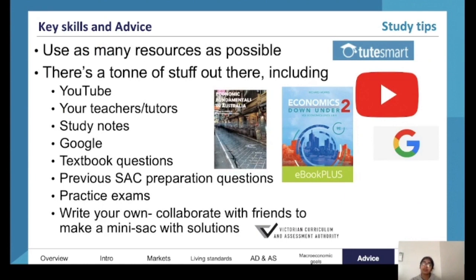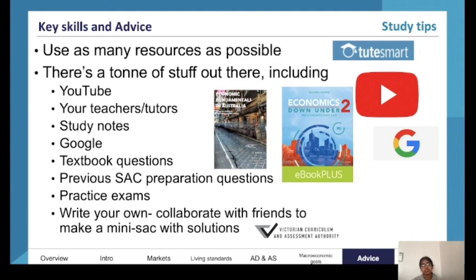And you have a lot of resources out there, so just make sure you use as many as you need and you feel would be useful. There's a lot of stuff out there. There's lots of places on YouTube that do economics videos. You have your teachers and tutors. You have study notes, whether you look at that on the ATAR Notes website, or whether your teachers provide those for you.